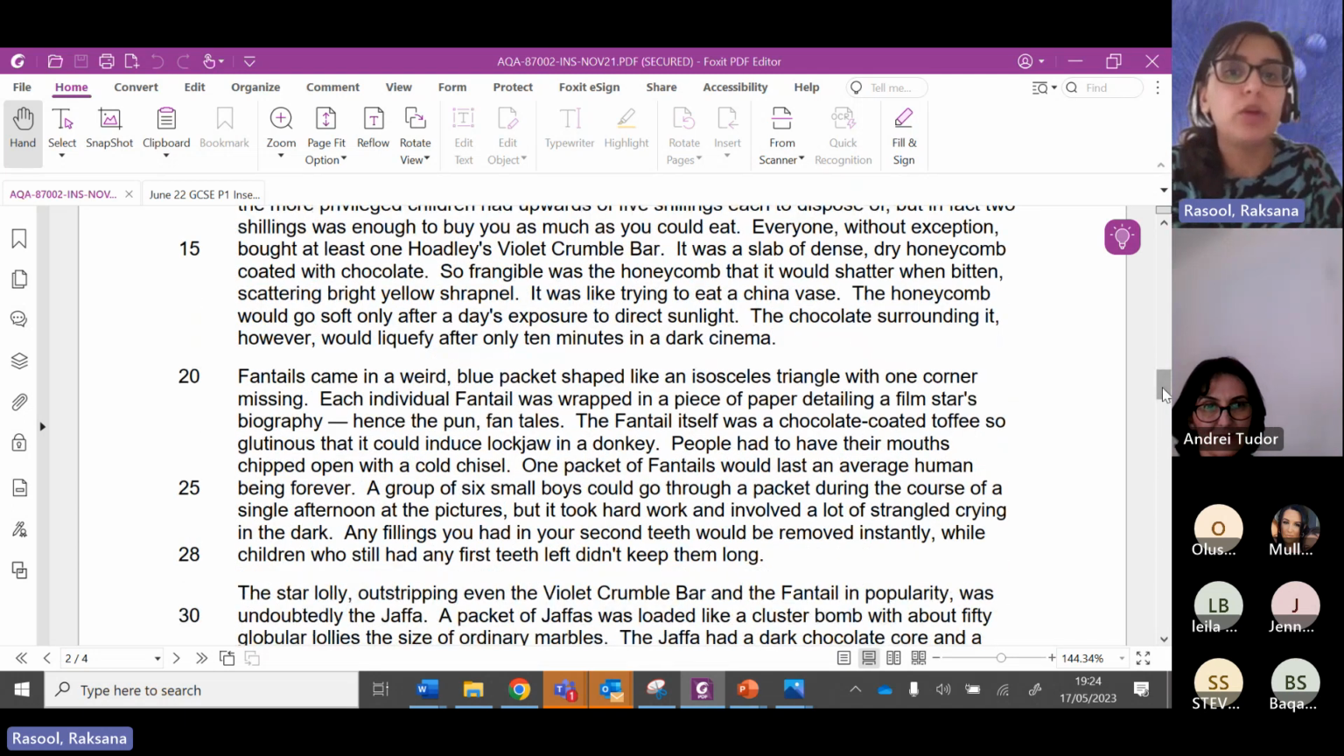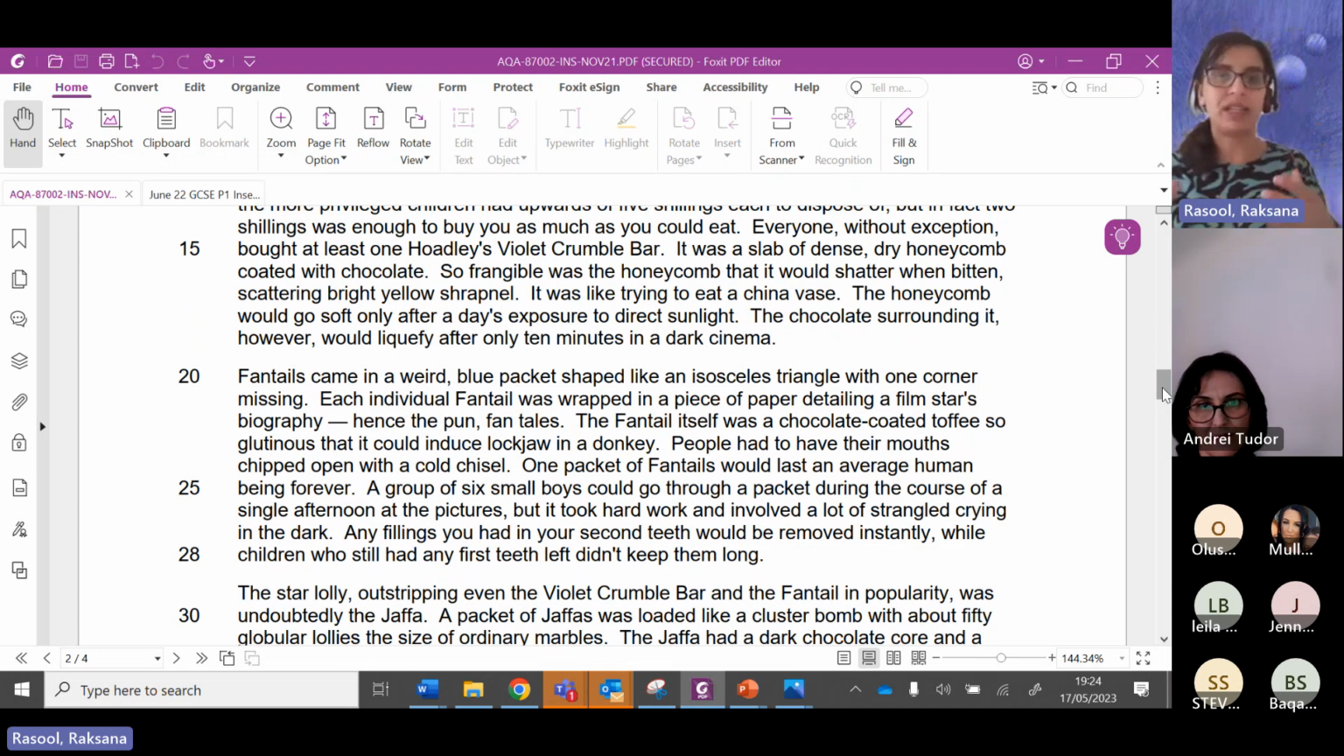Fantails came in a weird blue packet shaped like an isosceles triangle with one corner missing. Each individual fantail was wrapped in a piece of paper detailing a film star's biography, hence the pun, Fantails.